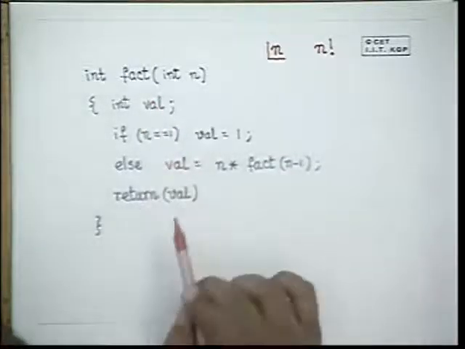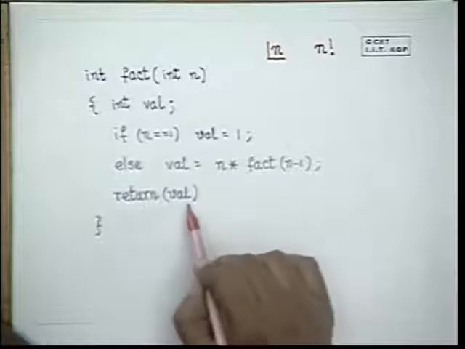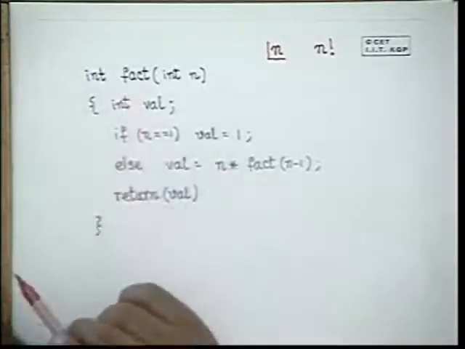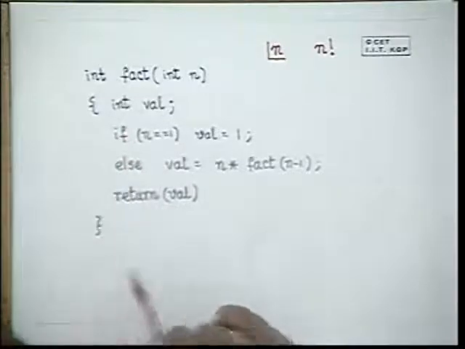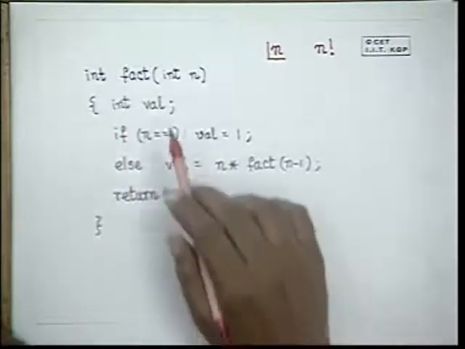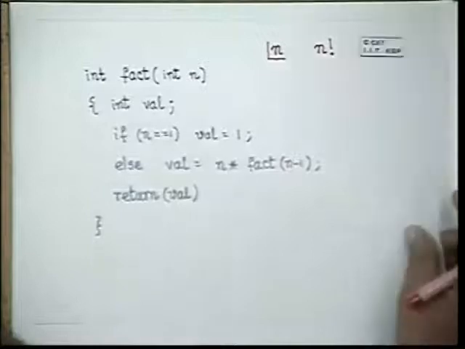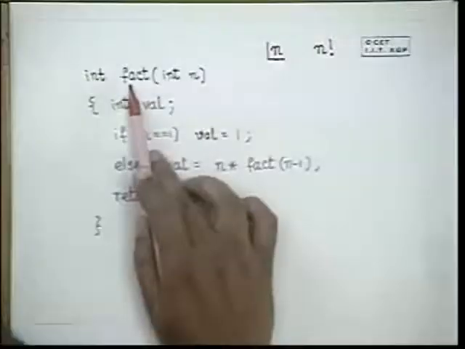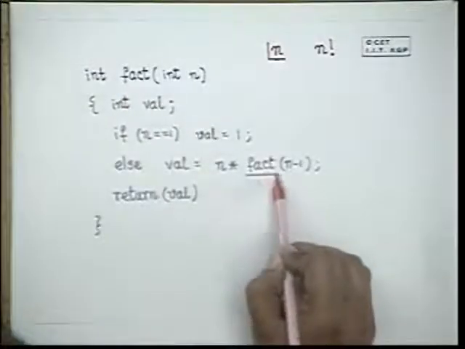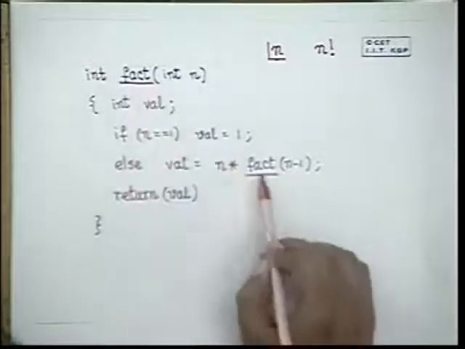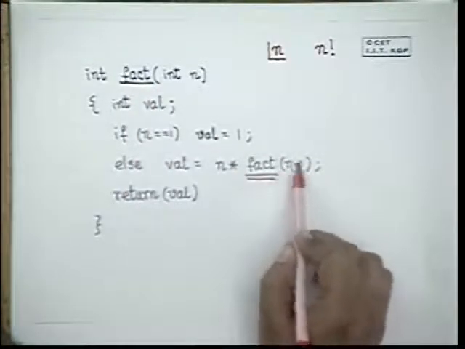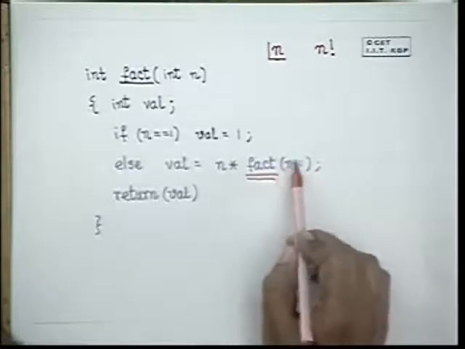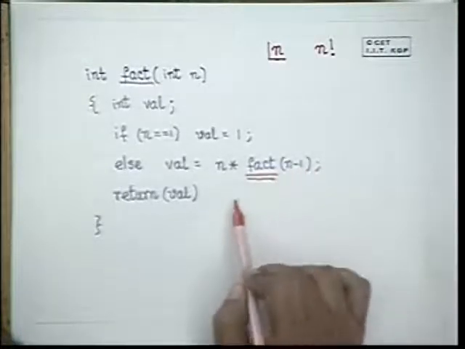And then we return the value of val as the value of this function. This was what we did. Now let us have a look at the structure of this definition. Firstly, it is an inductive definition because in fact, you are calling fact again, but you are obviously calling it with a smaller value of n. If you had called it with a larger value of n, this program would never have terminated.